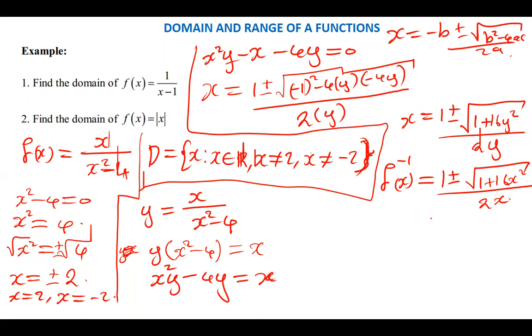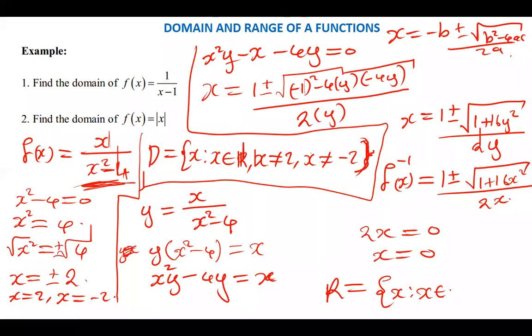So let us find the domain of this function. The domain of this function is going to be the range of the main function. So for the domain of this function, we just equate the denominator to 0. So I'm going to say 2x is equal to 0. So the value of x is equal to 0. The domain of this function is just the range of the main function, hence we say the range of the function f of x is equal to x such that x is a member of real numbers, but this x should never be equal to 0. So that is the range.